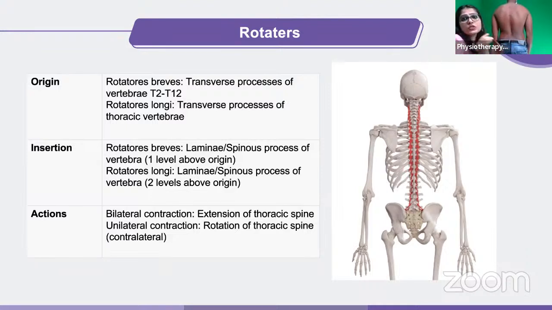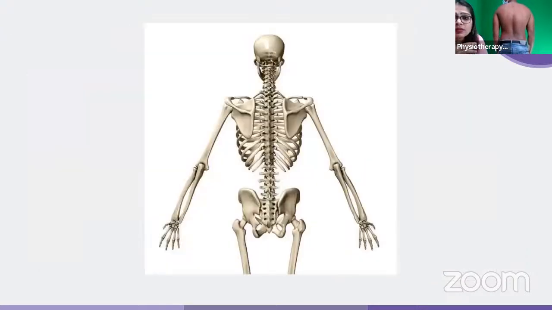Okay. So this is about rotators. As you can see in the image, these are the small, small muscles. If these muscles contract on this side, it will cause rotation towards the left side. If these muscles contract, they will cause rotation towards the right side. So these are about the rotators.